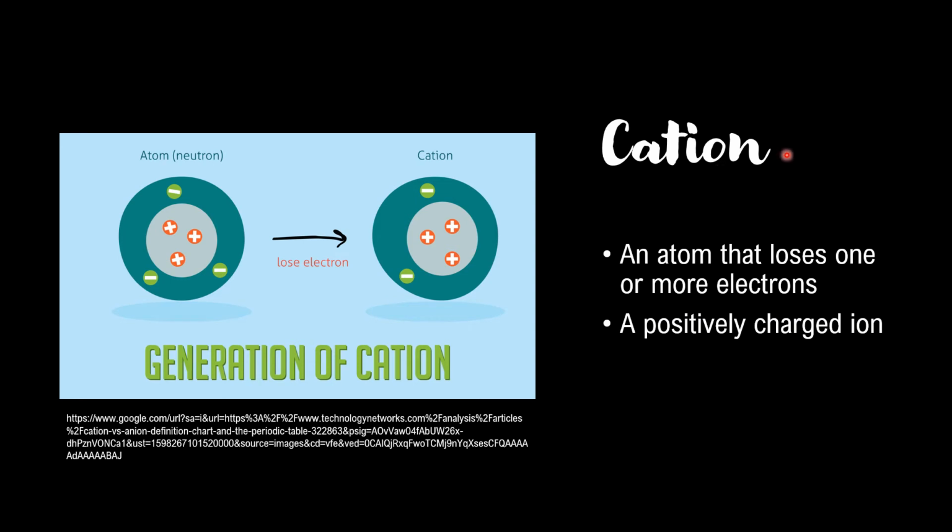The next type of ion is the cation or a positively charged ion. A cation is an atom that loses one or more electrons. So here we have the neutral atom, an atom that has no charge. Once it is ionized, it loses an electron. If you will notice, we now have 2 negatively charged electrons and 3 positively charged protons. So in total, this cation will have a charge of positive 1.